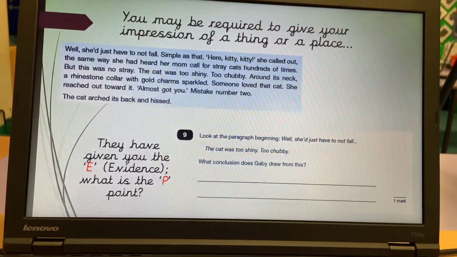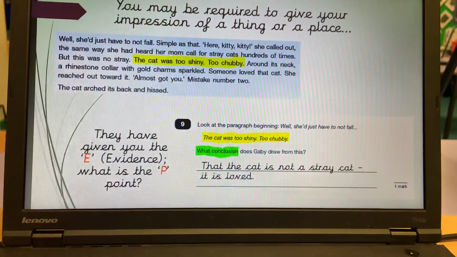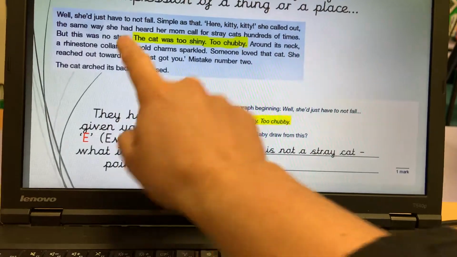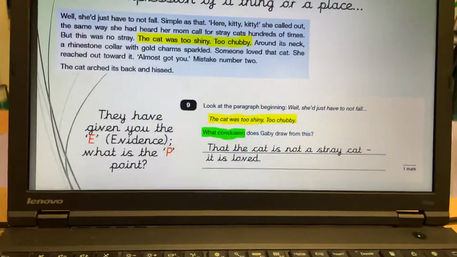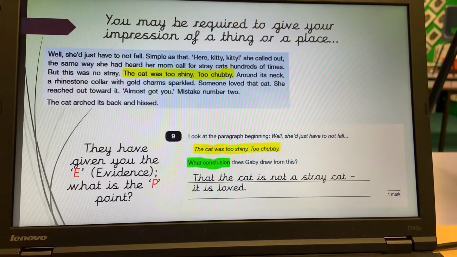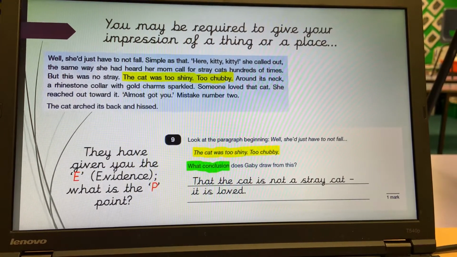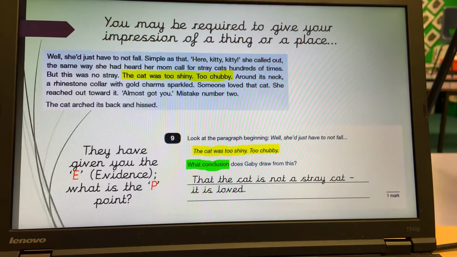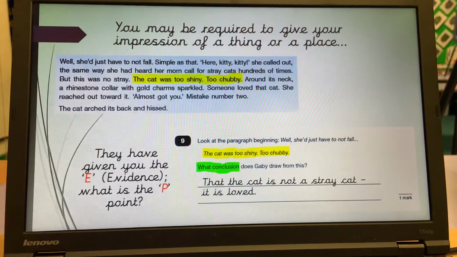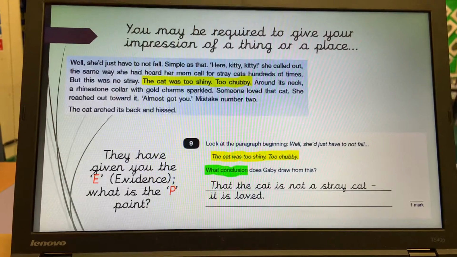So, thinking about the fact that the cat was too chubby, too shiny, what conclusion can we draw? The bit before says, but this was no stray. The cat was too shiny, too chubby. Well, you should be able to infer from the fact that the cat was too shiny and too chubby that it's not a stray, because obviously if it was a stray cat, it would possibly look a bit mangy. The fur might be a bit mangled and a bit dirty, and it wouldn't be chubby because it would be fending for its own food. So therefore, we can come to the conclusion and the point that the cat is not a stray and that it's loved by somebody.